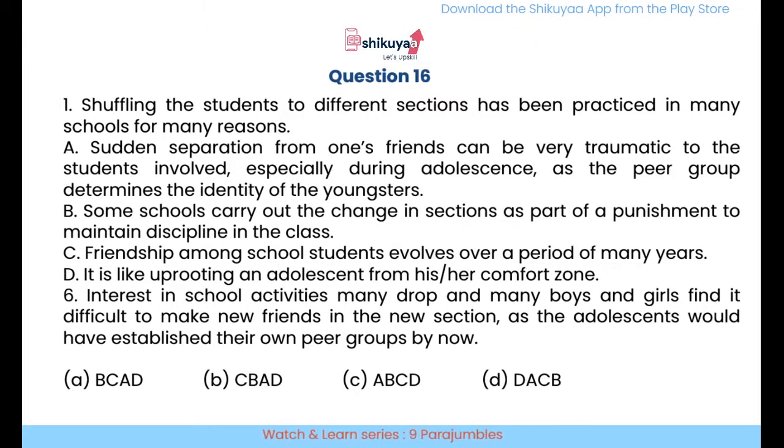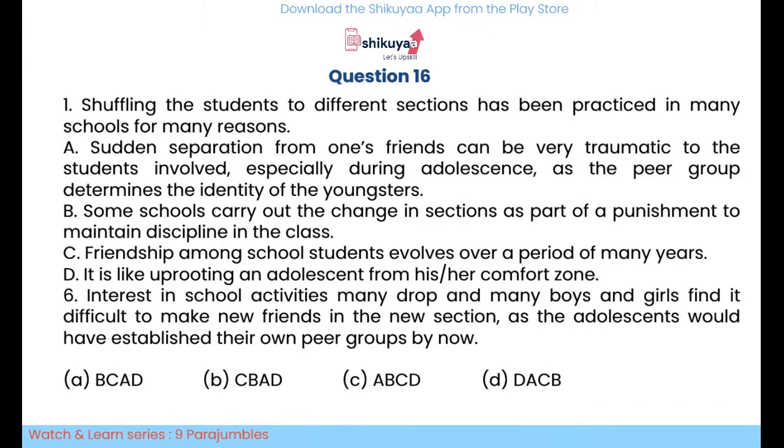सेंटेंस 6 को कौन सा सूट करता है? इंटरेस्ट इन स्कूल एक्टिविटीज मे ड्रॉप एंड मेनी बॉयज एंड गर्ल्स फाइंड इट डिफिकल्ट टू मेक. तो अगर हम देखें कि ऑप्शन ए बी सी तीनों में डी इज द क्लोजिंग सेंटेंस. जस्ट क्रॉस चेक, बी क्लोजिंग सेंटेंस नहीं हो सकता है, तो डी ये क्लोजिंग सेंटेंस है. B is the opening sentence, D is the closing sentence. We can definitely go with option A. Option A is the most logical answer.